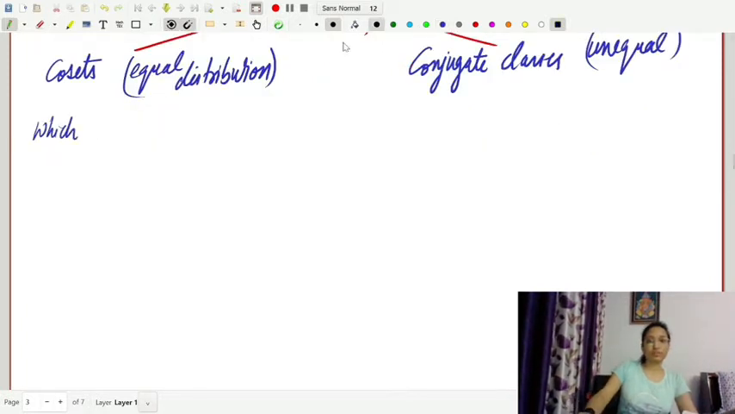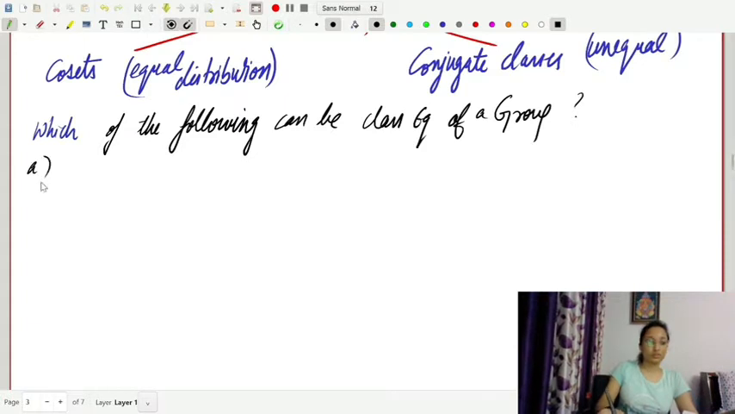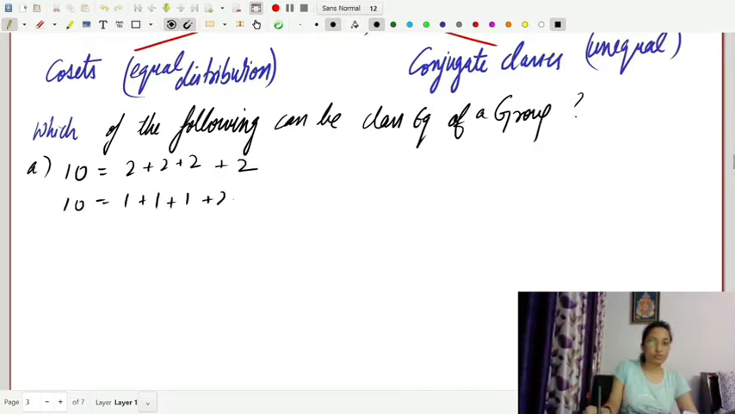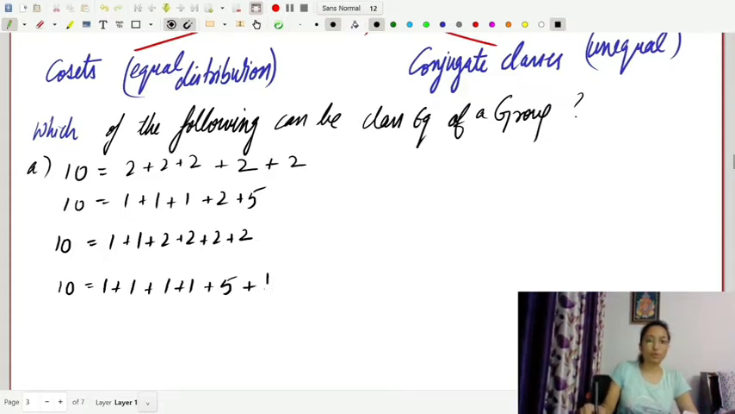Which of the following can be the class equation of a group of a given order? 10 is equal to 2 plus 2 plus 2 plus 2. 10 is equal to 1 plus 1 plus 1 plus 2 plus 5. 10 is equal to 1 plus 1 plus 2 plus 2 plus 2 plus 2. 10 is equal to 1 plus 1 plus 1 plus 1 plus 5. Here it is plus 2 and here it is one more 1.